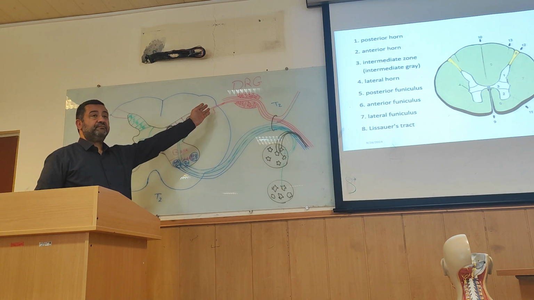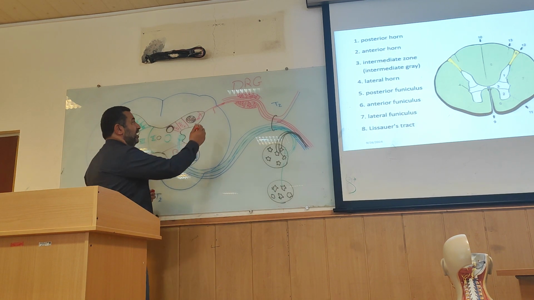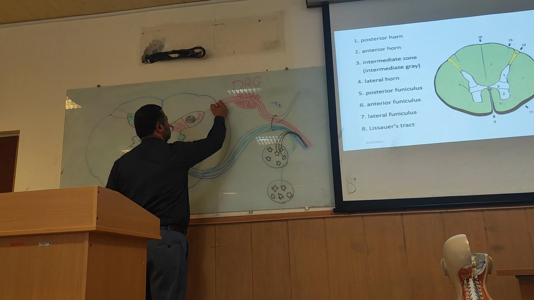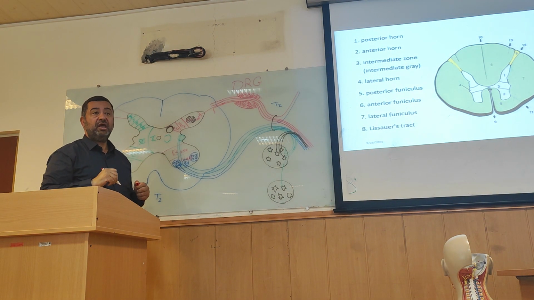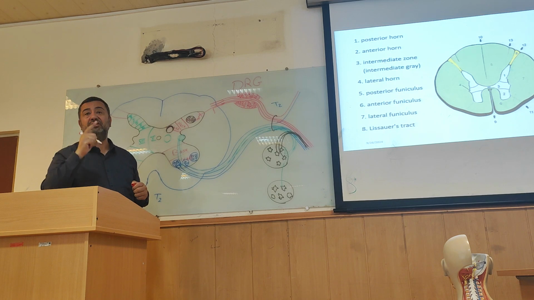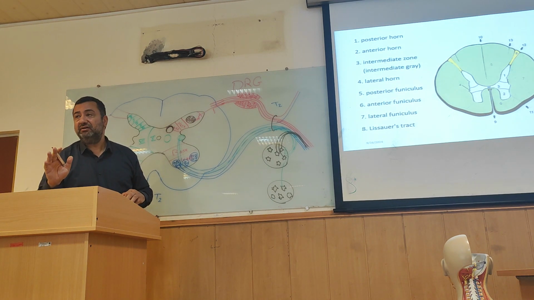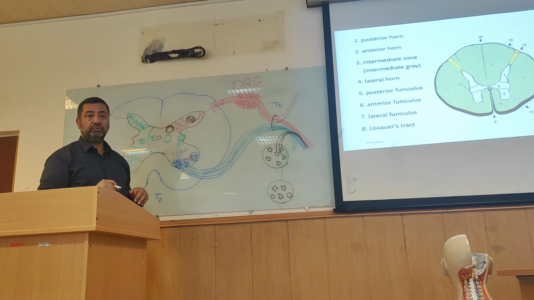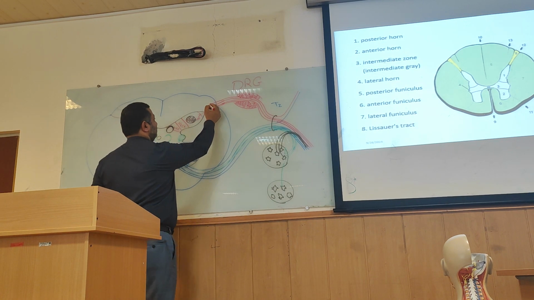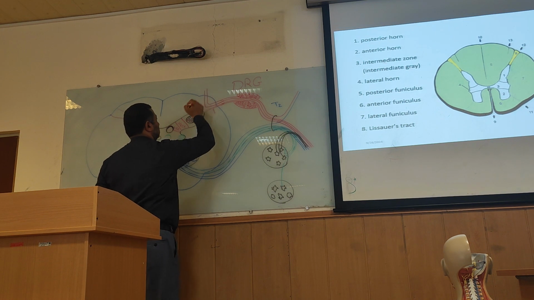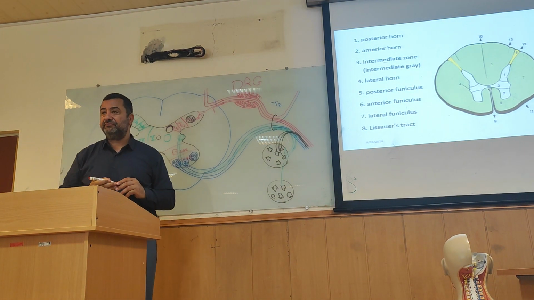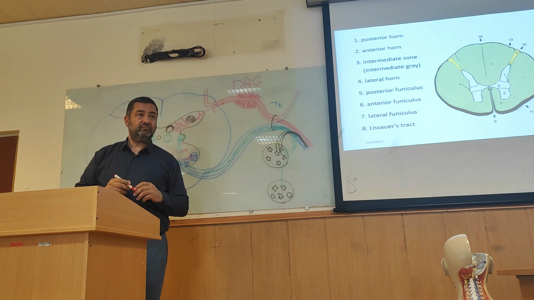Another way, after entering into the posterolateral sulcus, is ascending of these fibers without entering the gray matter of the spinal cord. These fibers, after entering the spinal cord, ascend in the posterior funiculus. Okay?